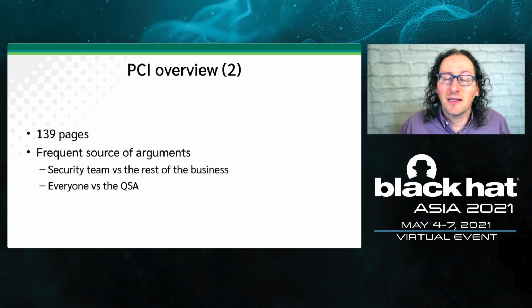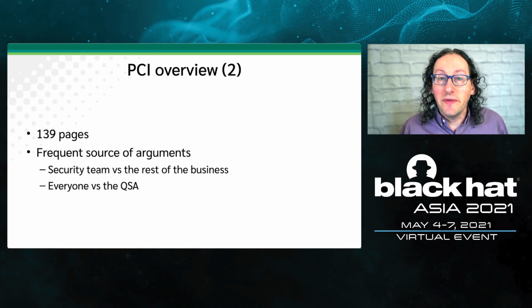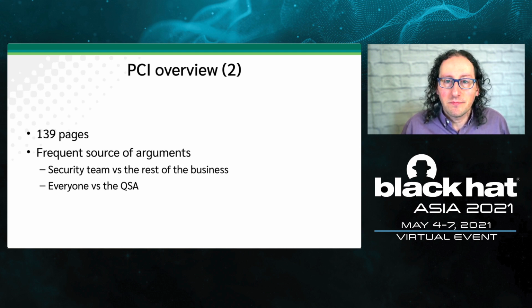The security team ends up in arguments with the rest of the business over, why are we doing this? Do I have to do that? We've got other priorities. And then the whole business ends up in an argument with the qualified security assessors, the QSAs, the folks who come in to say, are you in compliance with the standard? And so it's my belief that engaging in some reverse engineering work actually helps reduce these conflicts and get us better security with less work. Let's talk about how.